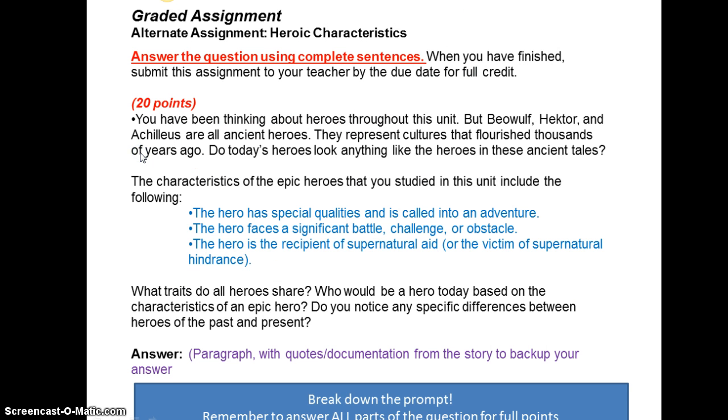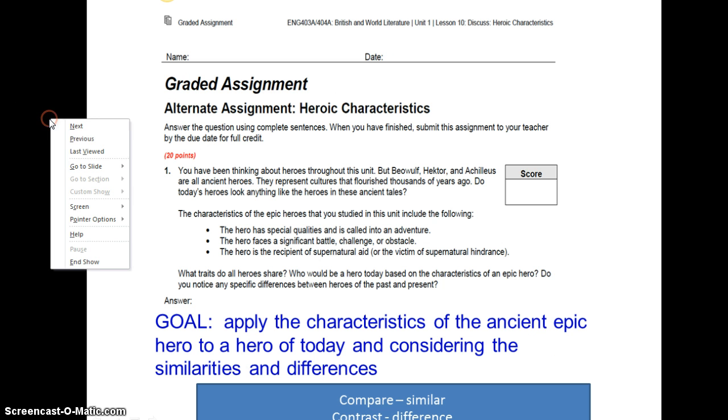All right, so let's look at the assignment and what it asks of you. And we'll talk about how to get a perfect score. All right, so the first thing is answer the question using complete sentences. When you have finished, submit this assignment to your teacher by the due date for full credit. So you're going to put it in the Dropbox for 1.10. Here is the assignment. Whoops, excuse me, I'm sorry, I went ahead here.